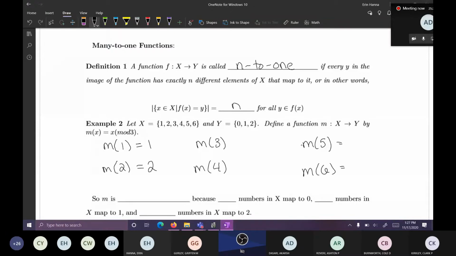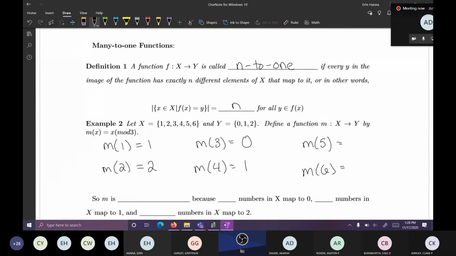So remember, modding is technically the remainder after you divide that number by 3. So if we take 3 and divide it by 3, since 3 is divisible by 3, the remainder is 0. So 3 mod 3 is 0. 4 mod 3, 4 divided by 3 goes in once, but then has a remainder of 1. So 4 mod 3 is 1.